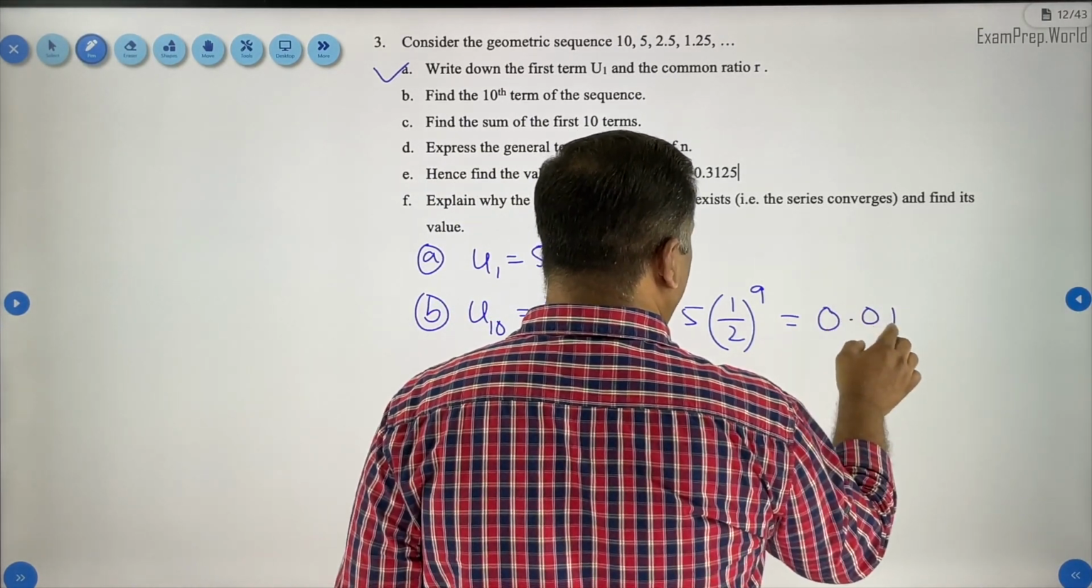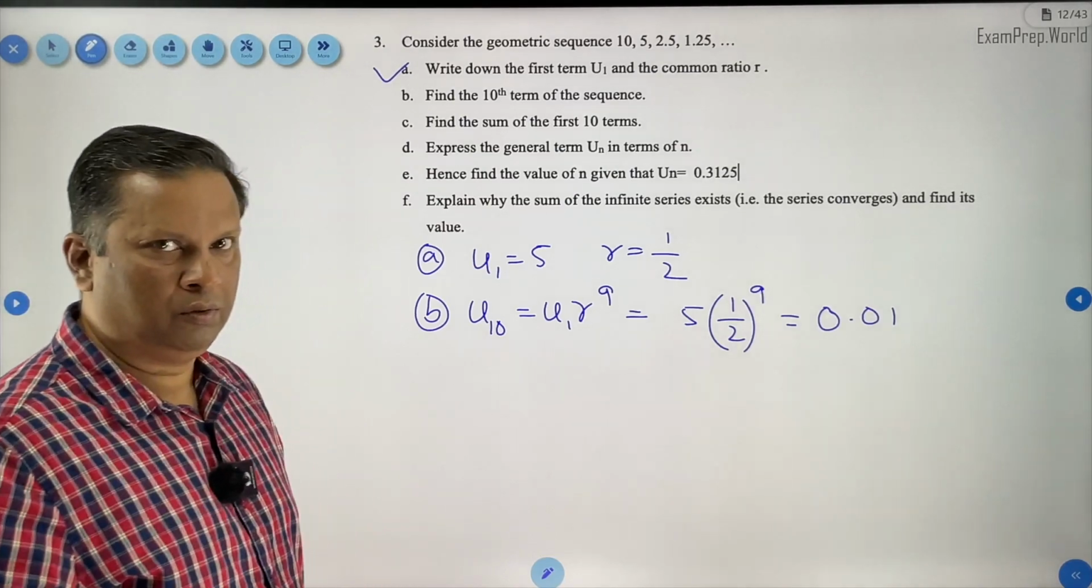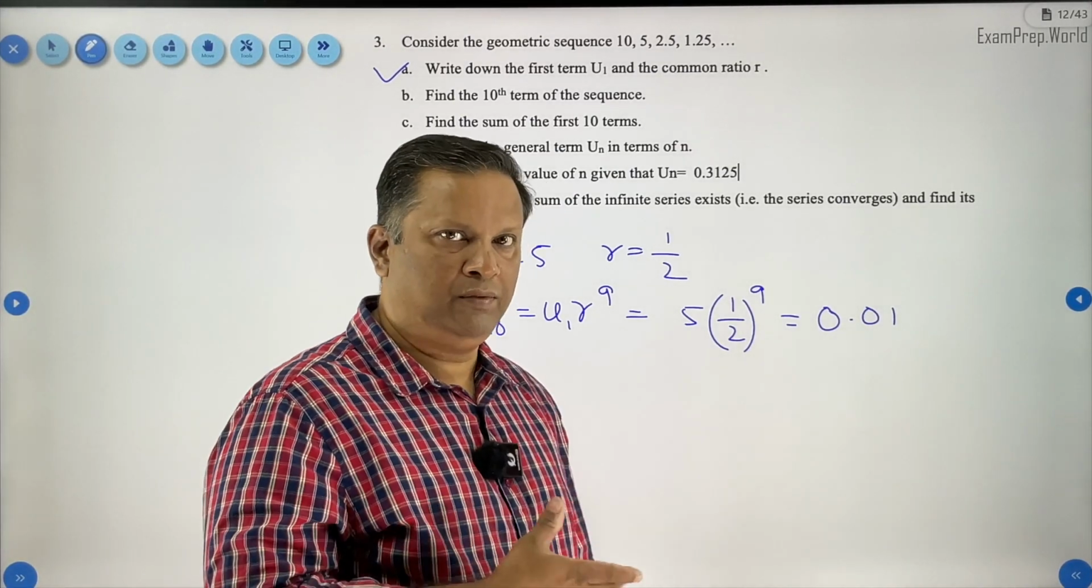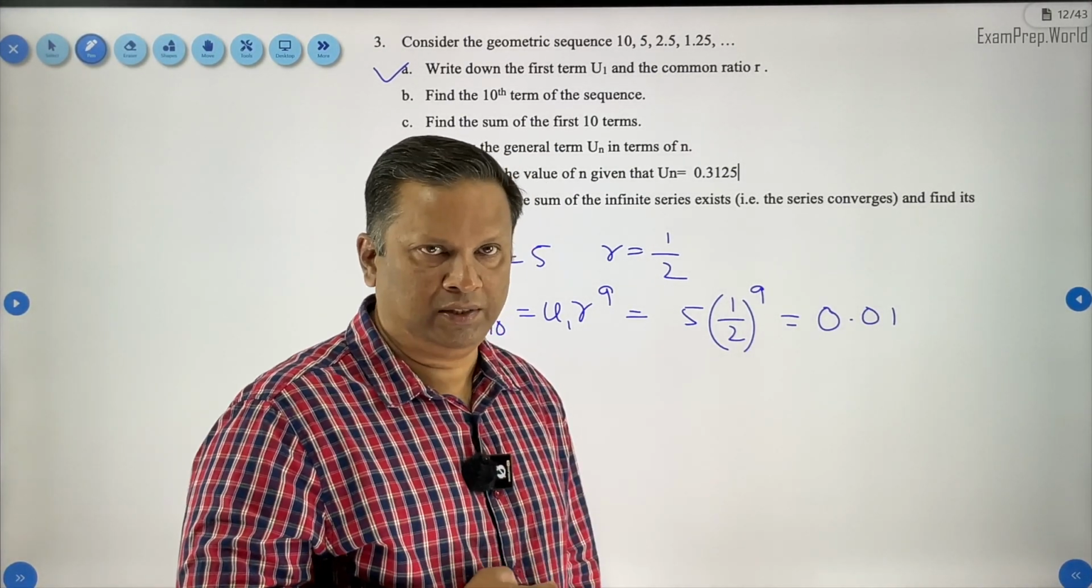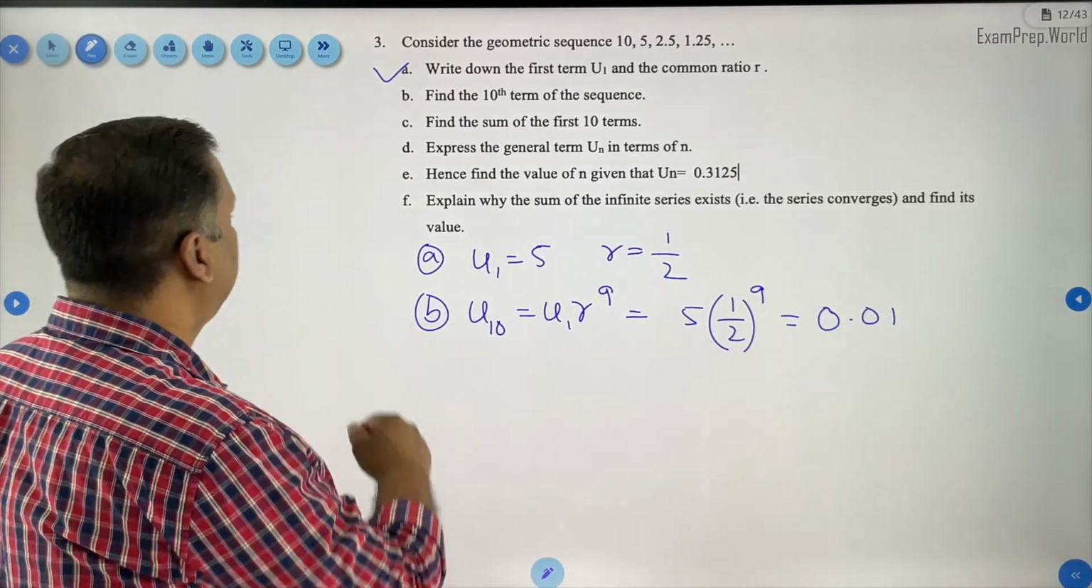0.01. I am keeping my calculator in 2 decimals, so I will leave it here. You can set it for 3 decimals and you can write your answer like that. Okay, so B is done.